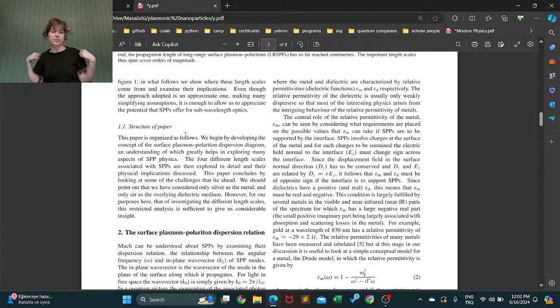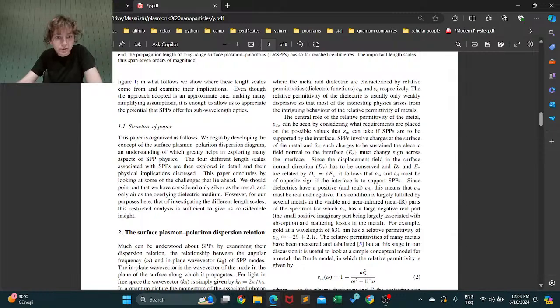Okay, let's understand the paper. This paper is organized as follows. It begins by developing the concept of the surface plasmon polariton dispersion diagram, an understanding of which greatly helps in exploring many aspects of SPP physics. Like, I know enough about SPP physics, but we'll still go through it. I cannot make enough analysis using the physics. The four different length scales associated with SPPs are then explored in detail and their physical implications are discussed. Okay, this is what I need from this paper.